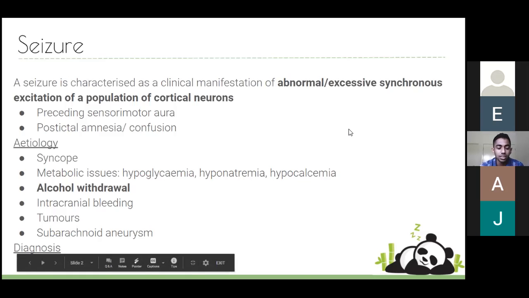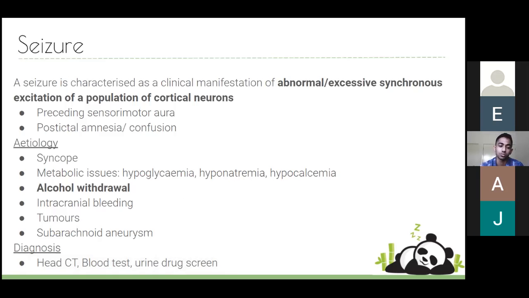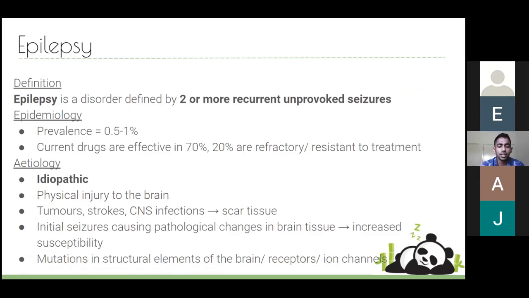How do we diagnose it? We're going to do some brain CTs, we're going to do some blood tests, we're going to do a urine drug screen. Epilepsy is pretty different. It's more than one seizure basically, and they're usually unprovoked. So seizures only one time, epilepsy is two or more. It's kind of common, 0.5 to 1%, 1 in 100 people are going to have seizures or epilepsy.